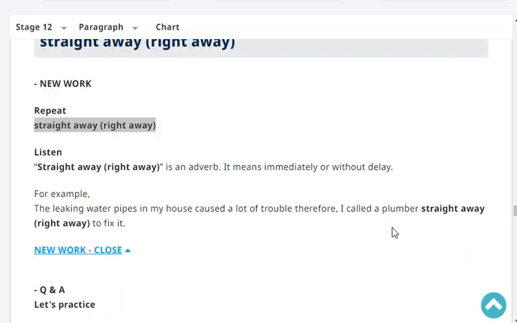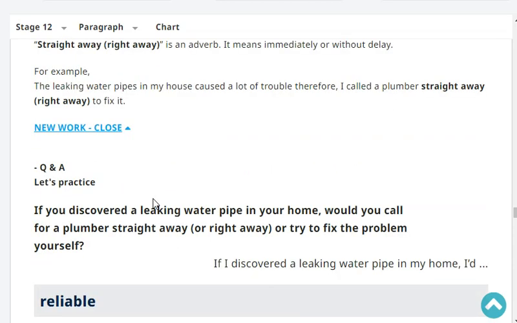For example, the leaking water pipes in my house cause a lot of trouble. Therefore, I called the plumber straight away. Okay, let's practice.